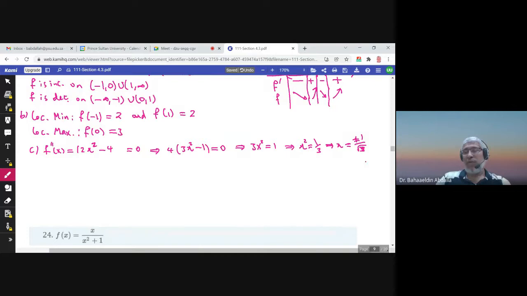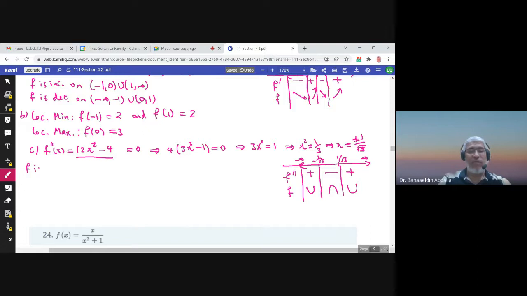So I make a table for f double prime, study the signs of f double prime, and I have negative infinity here, negative 1 over square root of 3, and 1 over square root of 3, and infinity. Now, f double prime is of degree 2, and the coefficient of x squared is positive. So between the zeros, the sign would be negative. You can always check by taking sample numbers. So here it is concave up, here it's concave down, here it's concave up.